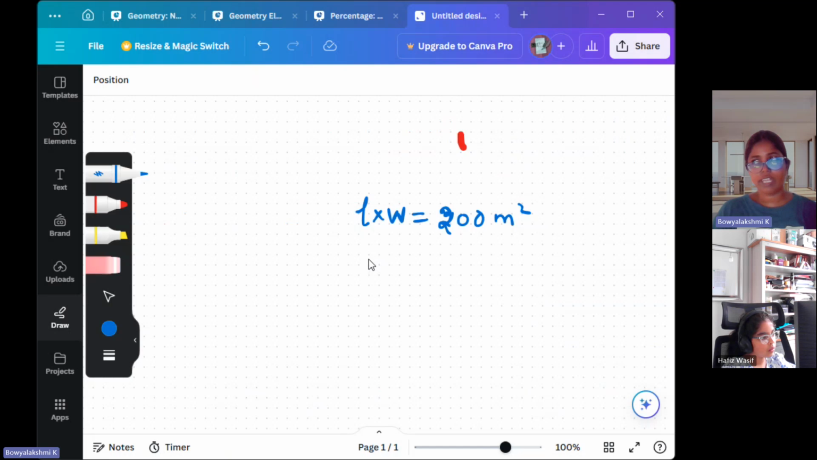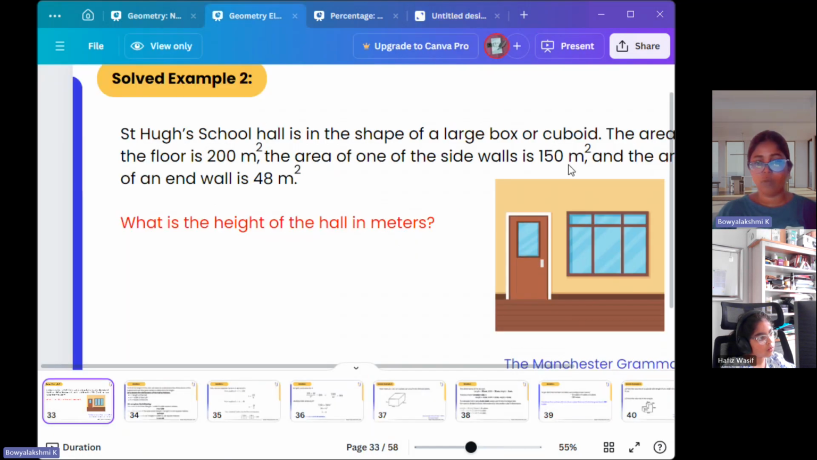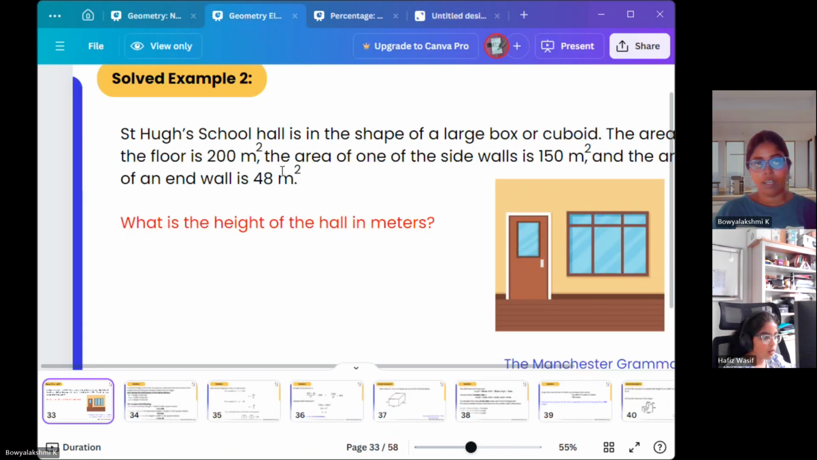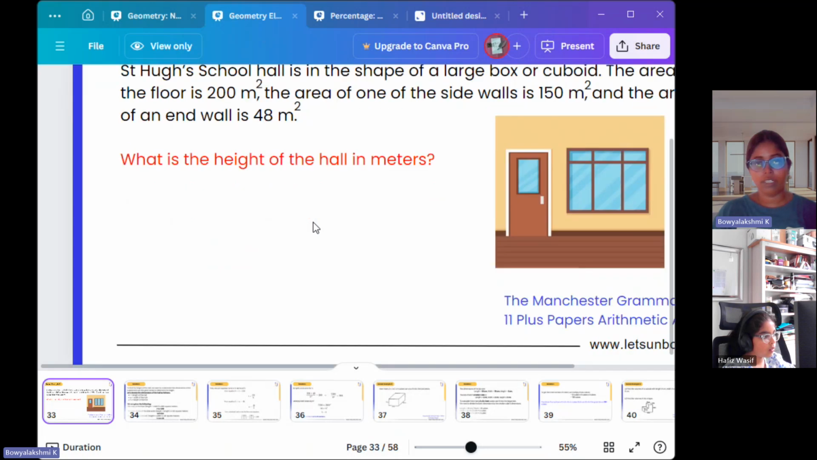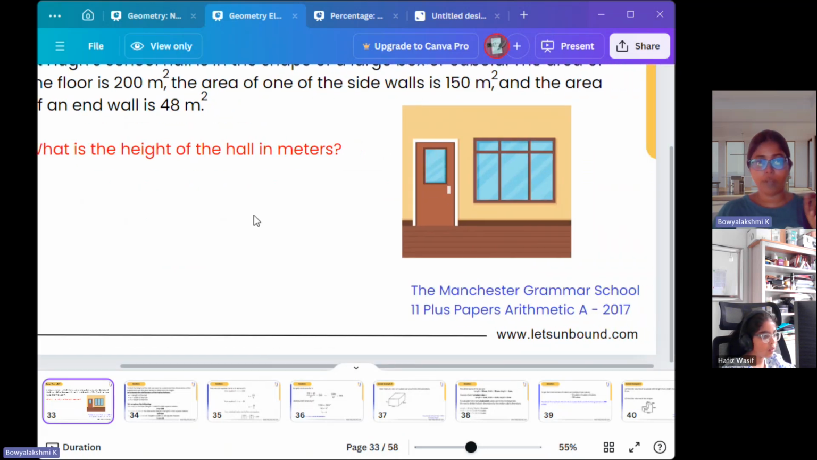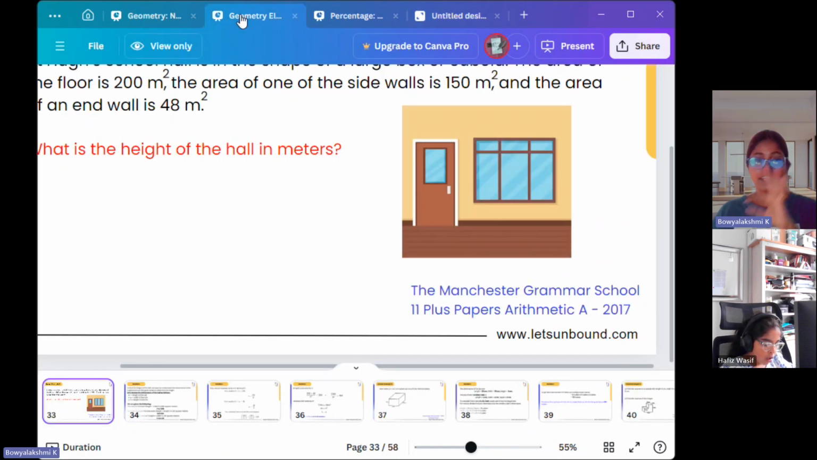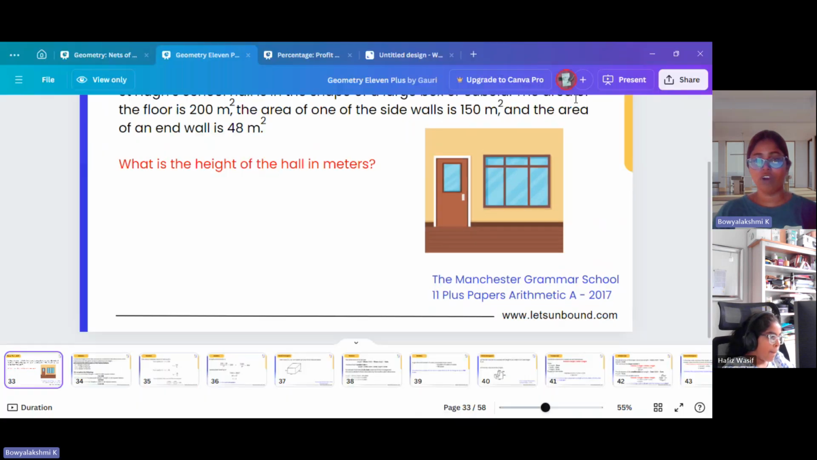So standing means, so I will take a wall. For sure, H should be there. And with the W, H is equal to whatever they give, 150 they have given. So 150 meters square. And then end wall is one more end wall. Again, end wall means height is important, because wall is standing. So this L times H is equal to 48 meters square. This is the only clue they have given. Actually three clues. What is the height of the hall in meters?